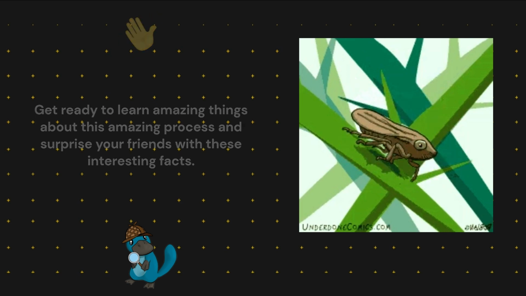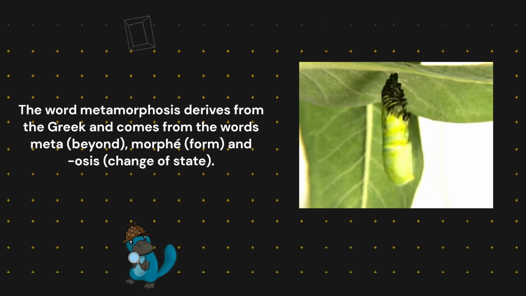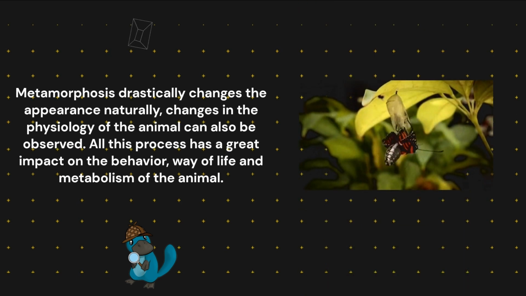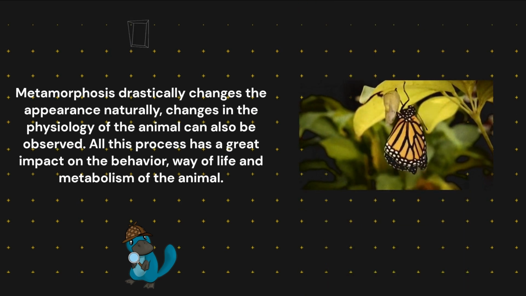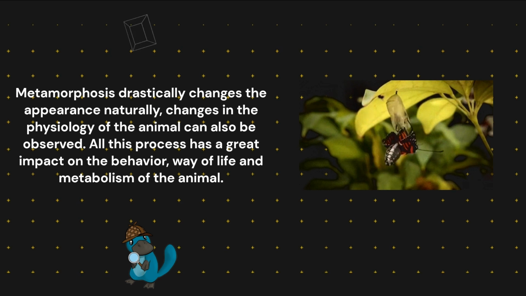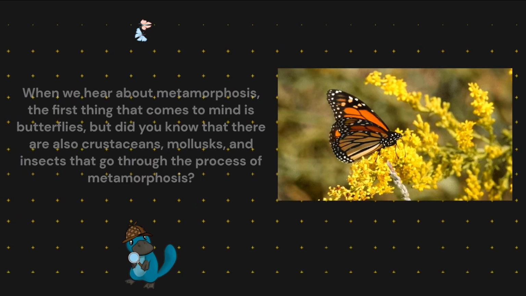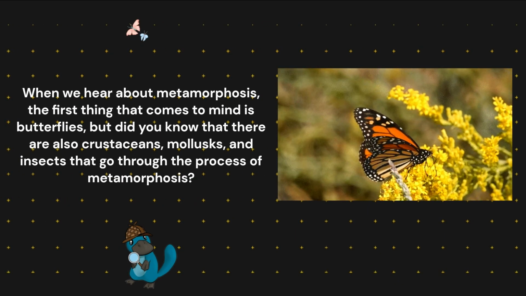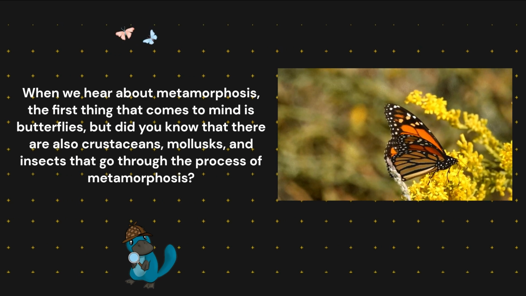The word metamorphosis derives from the Greek and comes from the words meta, beyond, morphe, form, and osis, change of state. Metamorphosis drastically changes the appearance naturally. Changes in the physiology of the animal can also be observed. All this process has a great impact on the behavior, way of life and metabolism of the animal.